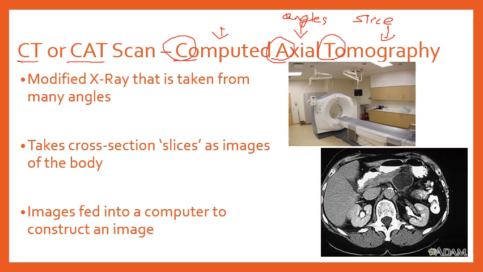So this is a CT machine right here. And you'll notice it is a big circle, and that's because of the way that it works. There is an X-ray in here that shoots its light through, but then it rotates around in a circle. And as it rotates, it's able to take an image by taking a whole bunch of pictures from different angles as it travels around. And this is the kind of picture that you can get out of it.